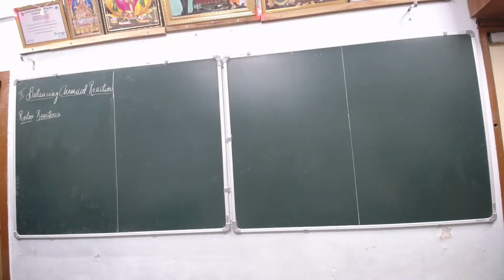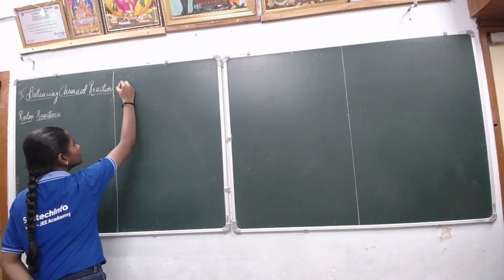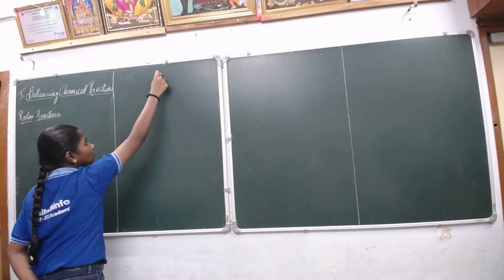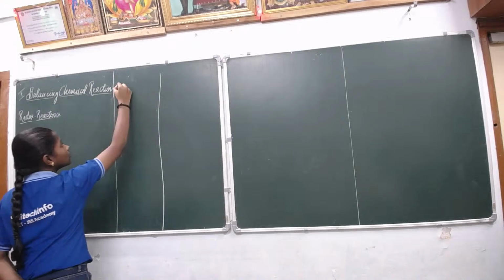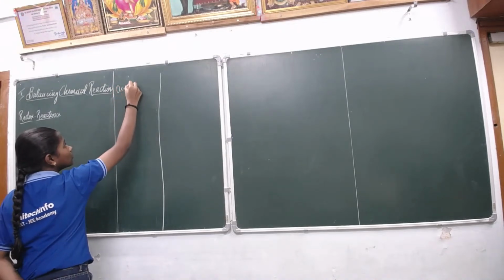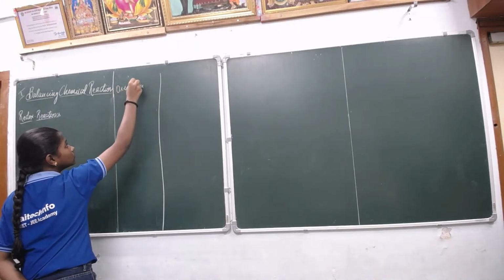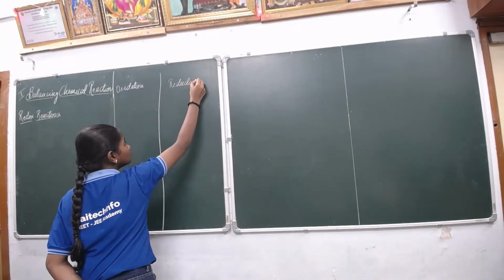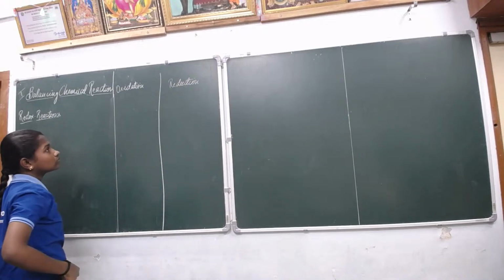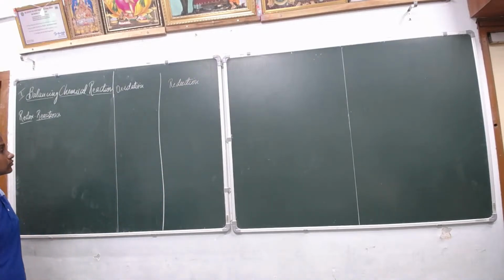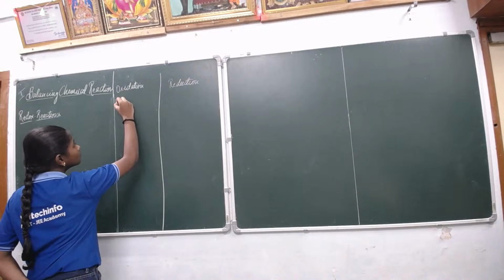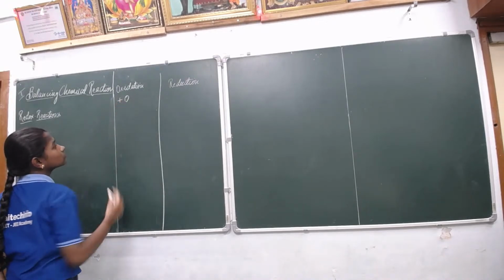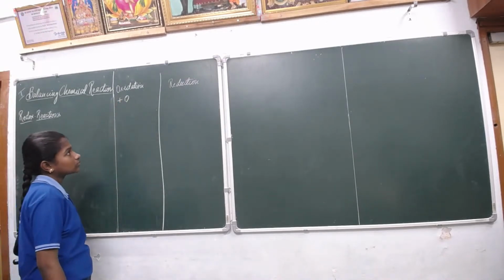Can you define a redox reaction? For example, reduction and oxidation. Put oxidation and reduction this side. Oxidation, put two columns. Oxidation and reduction. What do you mean by oxidation? Addition of oxygen. You can put plus O. And removal of oxygen is reduction, minus O.